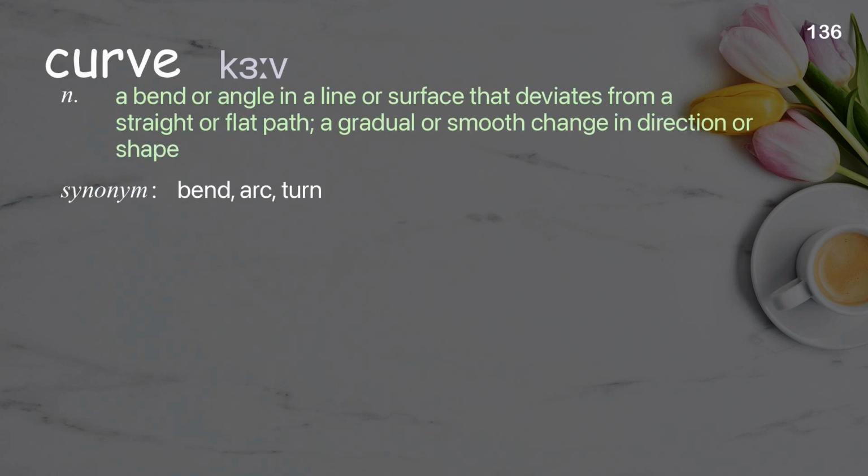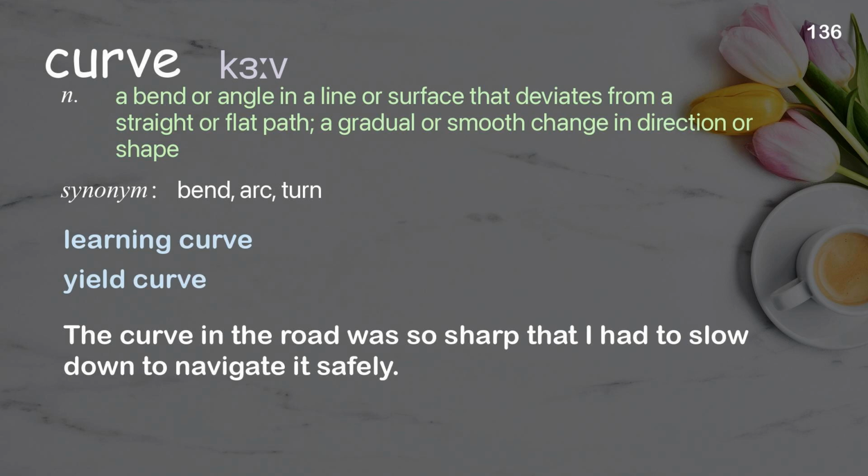Curve. A bend or angle in a line or surface that deviates from a straight or flat path; a gradual or smooth change in direction or shape. Examples: Learning curve. Yield curve. The curve in the road was so sharp that I had to slow down to navigate it safely.